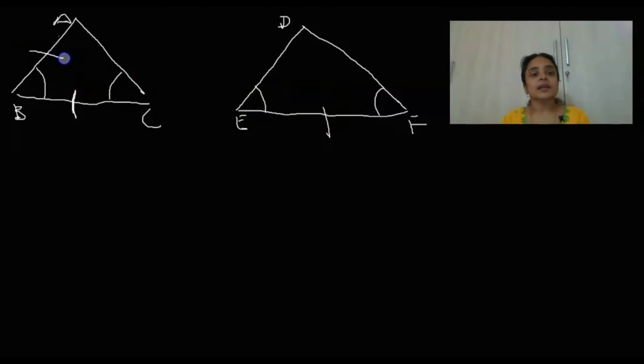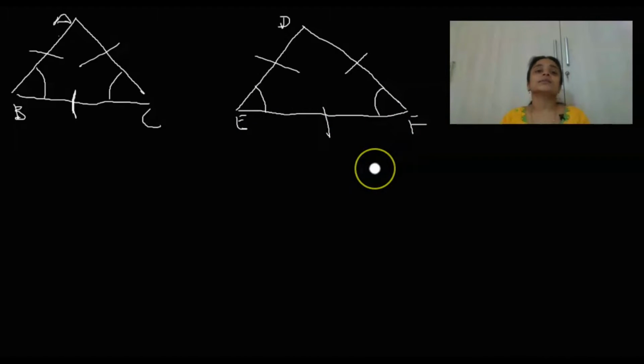That is, AB will be equal to DE and AC will be equal to DF if two angles and one included side of this triangle are equal to two angles and one included side of this triangle. So this is which rule? It is the ASA congruence rule, that is, two angles and the side in between these two angles. So this is the ASA congruence rule and we'll prove that.